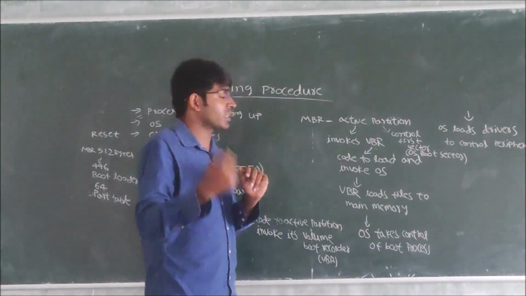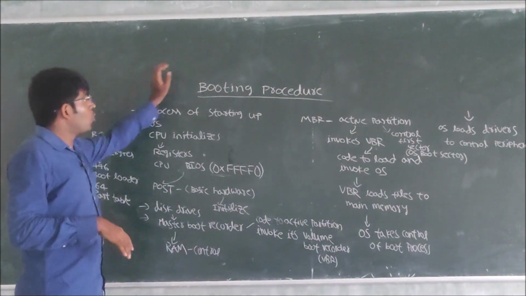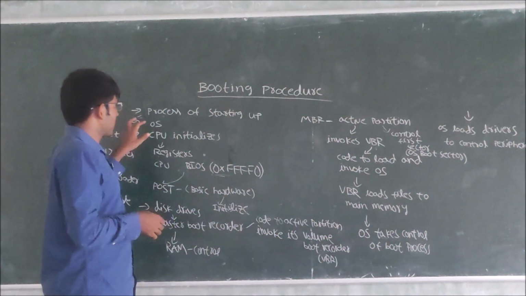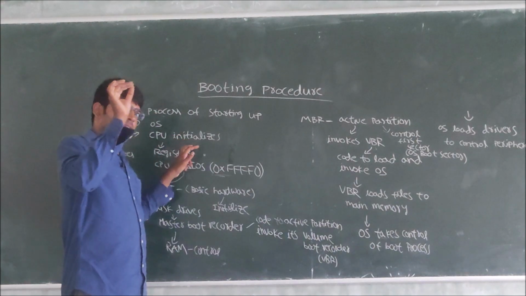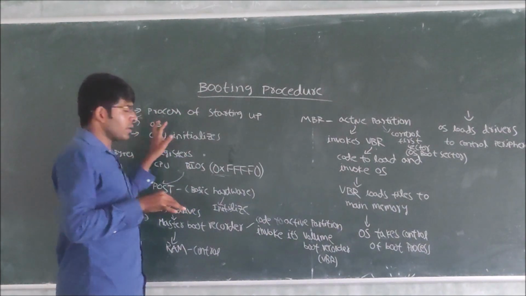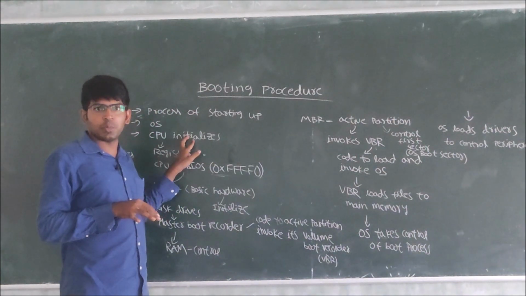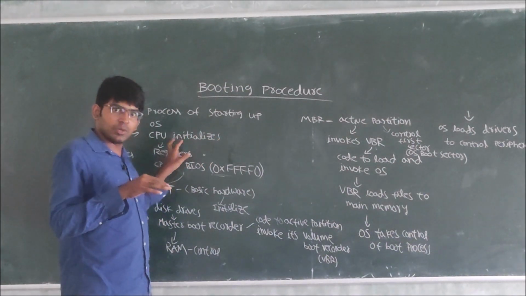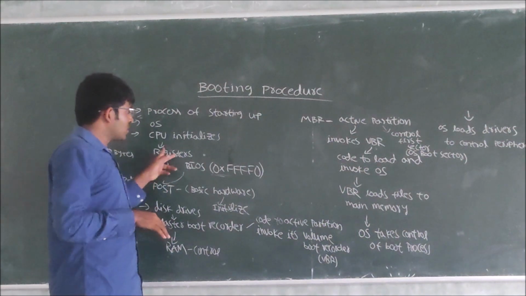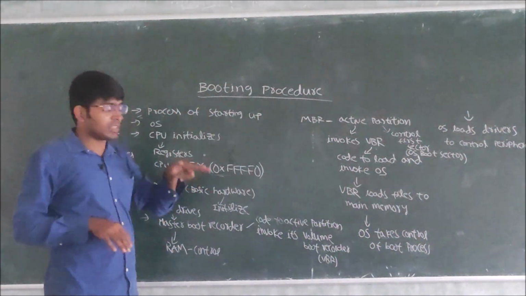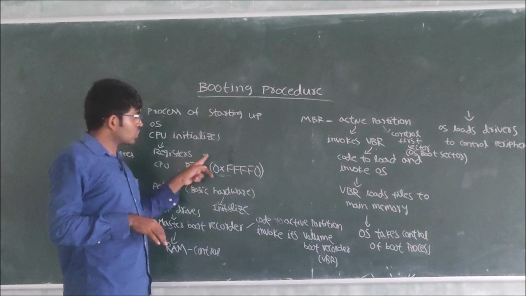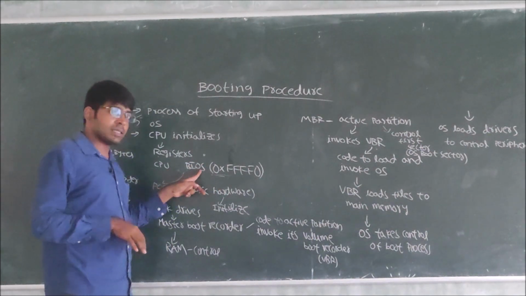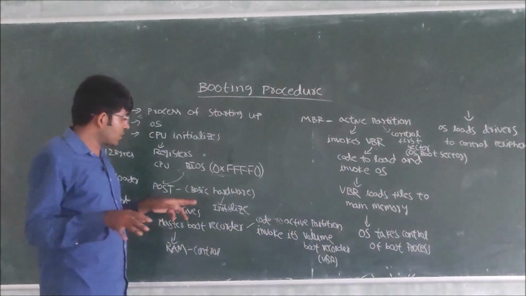We are once again discussing the booting procedure, which is nothing but the process of starting up the computer. When we turn on the power button, a reset signal will be sent to the CPU, and the CPU will be reset. Its internal CPU registers will be set in such a way that they take the process to the starting address of the BIOS. Here in the BIOS, the power-on self test, POST, will be performed.